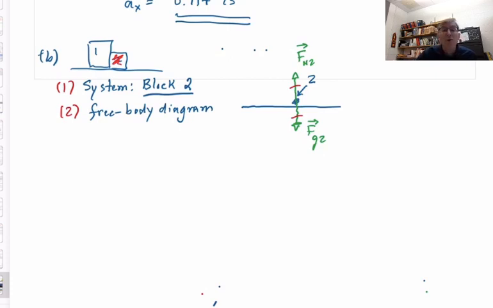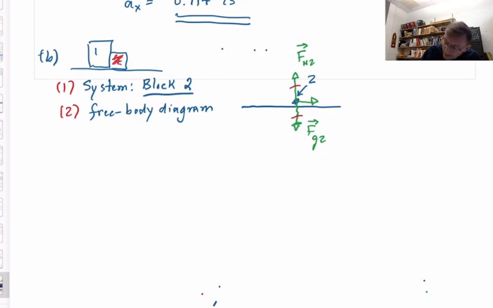Now, there's one more force, and it's an important one, and it's horizontal. It's the force on 2 from the push from 1. And it's got to be to the right, yes? Block 1 is pushing block 2 to the right. So draw it with its tail anchored on 2 and pointing to the right.